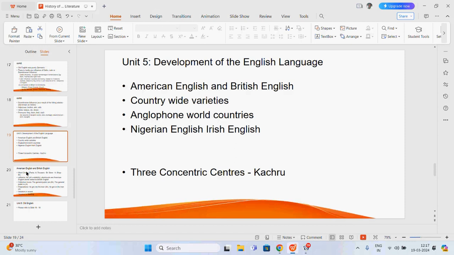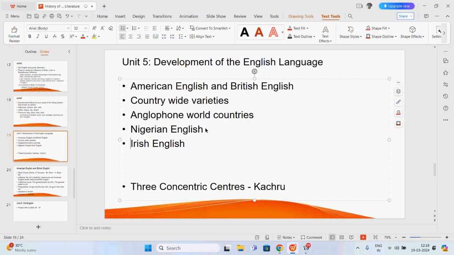English as spoken in Kerala, English as spoken in Tamil Nadu, English as spoken in Punjab or Kashmir will have a different variety. English as spoken in Anglophone countries like UK, America, Canada will be different from the English as spoken in, say, Bangladesh, Pakistan or India. Then there are also language varieties like Nigerian English or Irish English.